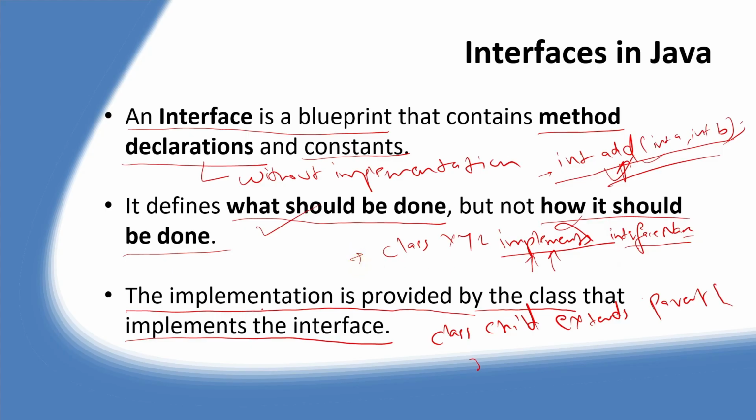But here the third point is saying, about implementing an interface, this class XYZ is implementing this interface. So this class needs to provide the method implementation. Why is this class providing the method implementation? Because we have not provided the method implementation inside the interface. We have just provided the method declaration. So this is an interface. So let's move on.